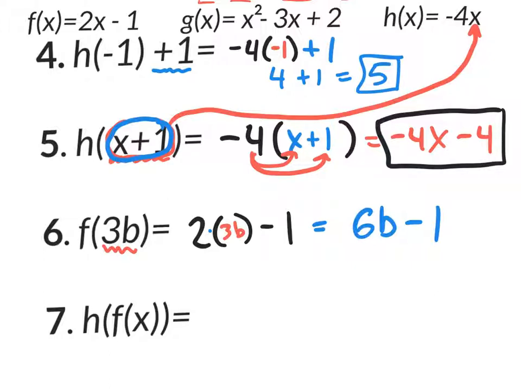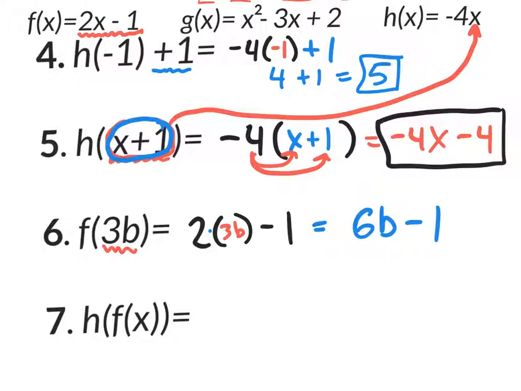Number 7 is super interesting because inside there's an f of x. And normally we have a number right here, right? Like if I had an h of 5, what would I do? You would put a 5 into my h function. But I don't have a 5 right here. It doesn't say h of 5. It says h of f of x.